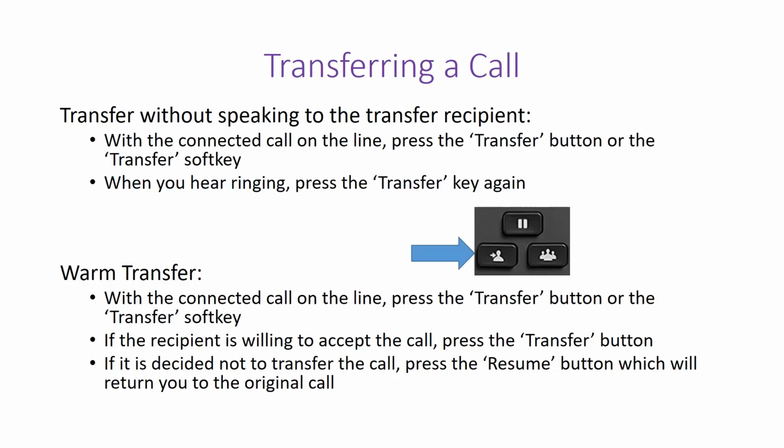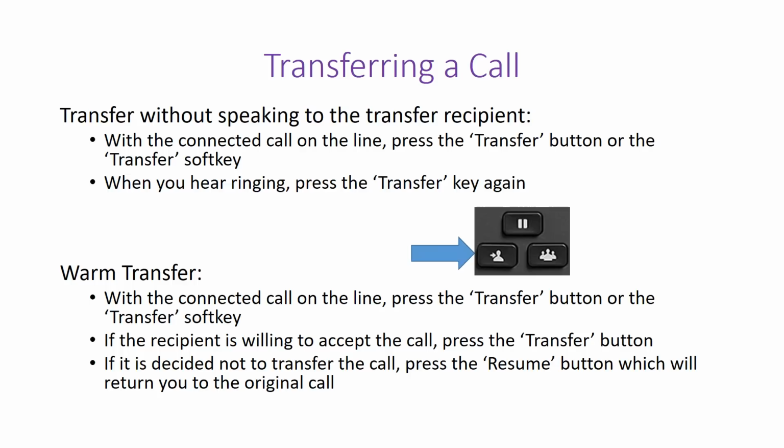Your soft keys will display the options Transfer, Cancel, and Swap. In the case where the user who is to receive the transfer call cannot take the call for whatever reason, you simply press Cancel for that person's line. You would then go back to your first caller, resume that call, and discuss alternative options with the caller.